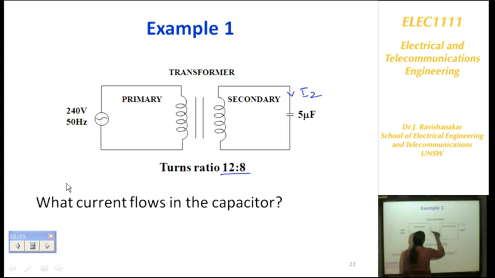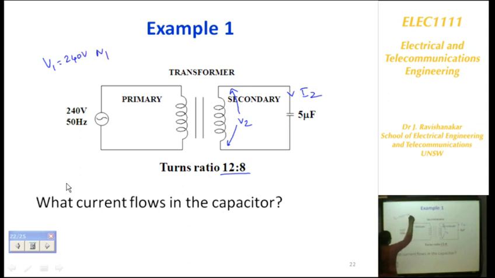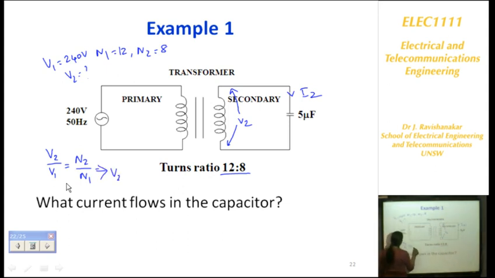In order to find the secondary current, note that this is an ideal transformer. There is no primary resistance, secondary resistance, etc. So let us say this is the voltage in the secondary, which is V2. We know V1 is 240 volts, N1 equals 12, N2 equals 8. So how do you find V2? It is only related by the turns ratio. So I can write V2 on V1 as N2 on N1. So this is the turns ratio. So I can write directly V2 equals V1, 240, times 8 on 12. So this works out to 160 volts.